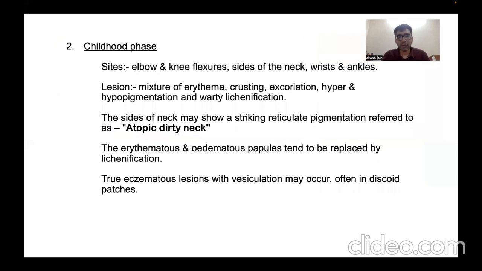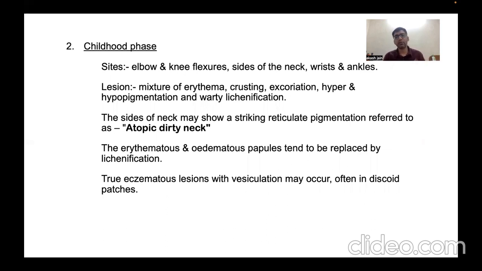Now the second phase is the childhood phase, between 2 to 12 years of age. The sites involved are elbow and knee flexures, cubital and popliteal fossa, the sides of the neck, wrists, and the ankles. What is the lesion in this phase? There is a mixture of erythema, crusting, excoriation, hyper and hypopigmentation, and lichenification. Because of chronic itching, there is characteristic thickening or lichenification in such lesions. The sides of the neck may show a striking reticulate pigmentation, referred to as the atopic dirty neck appearance.